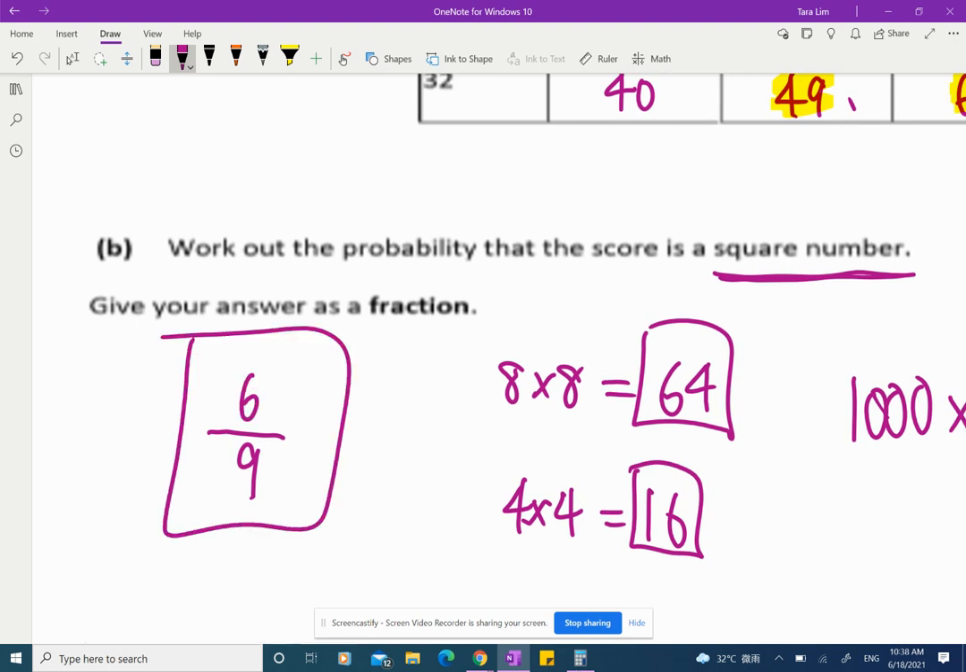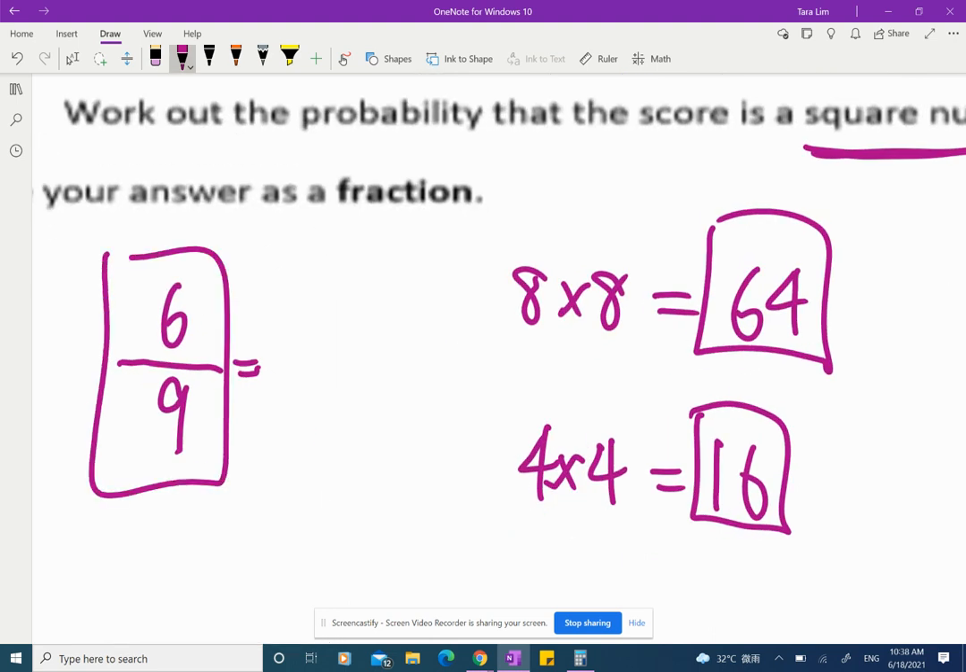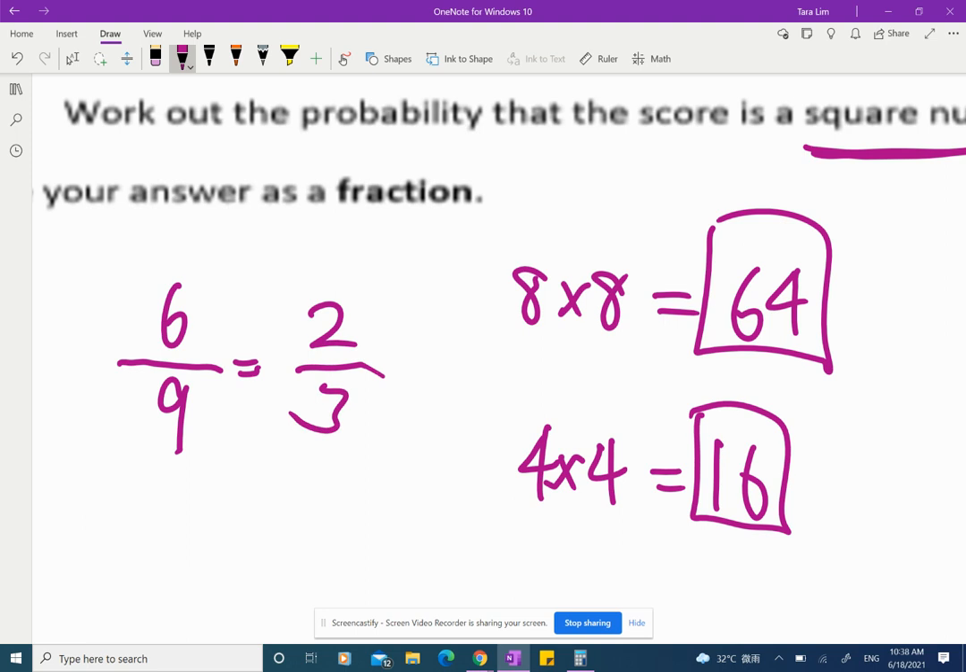So this is the answer, but be careful here. We must always simplify our answer. So 6 over 9 can be simplified to 2 over 3 because in the 3 multiplication table, 3 times 2 is 6, and 3 times 3 is 9. So the answer is 2 over 3.